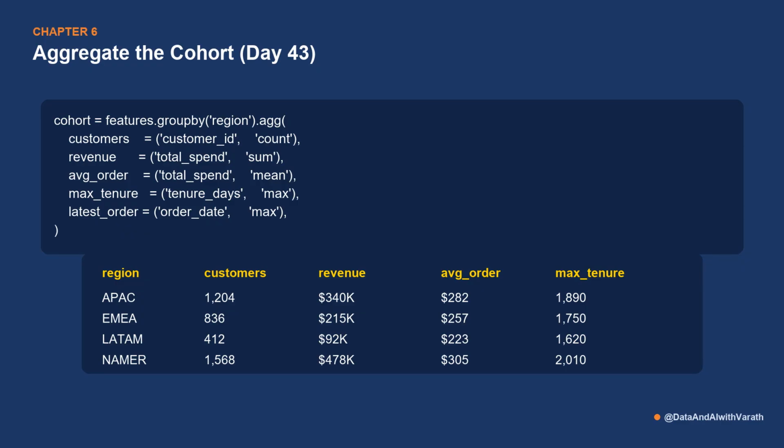Now the cohort summary. Group by region. Aggregate with named keyword arguments. Customers count. Revenue sum. Average order value. Max tenure. Latest order date. 5 metrics in one call. Flat named columns. No multi-index mess.